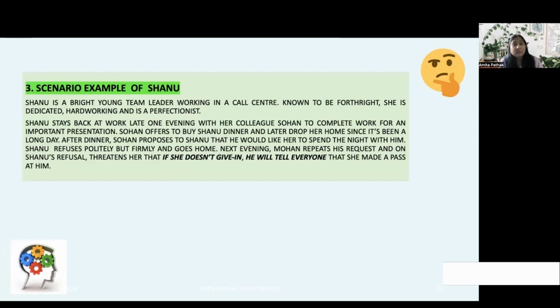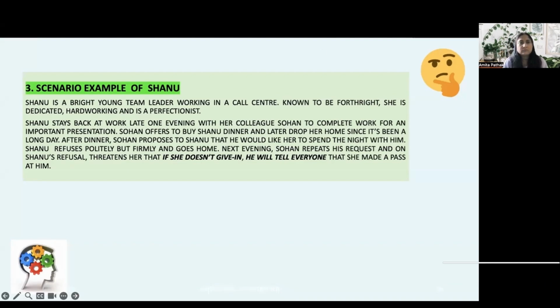Next is a scenario, an example of Shanu. Shanu is a bright young team leader working in a call center, known to be forthright. She is dedicated, hardworking, and is a perfectionist. Shanu stays back at work late one evening with her colleague Sohan to complete work for an important presentation. Sohan offers to buy Shanu dinner and later drop her home since it's been a long day.